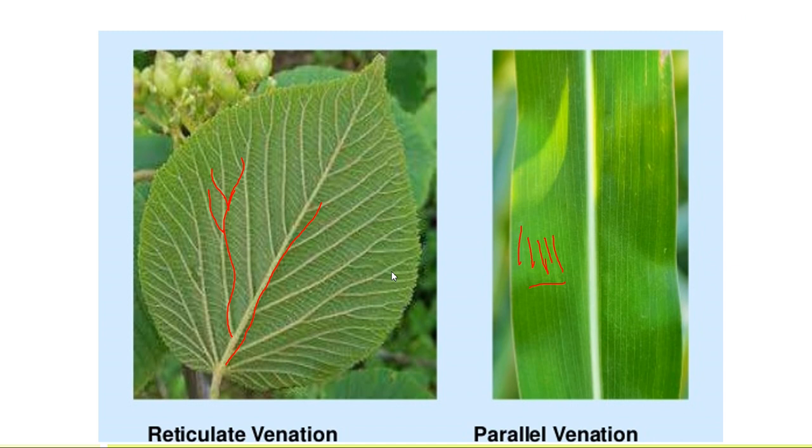Here you can see these venations. Reticulate venation has network-like structures, and parallel venation has parallel line-like structures over the surface of the leaf.